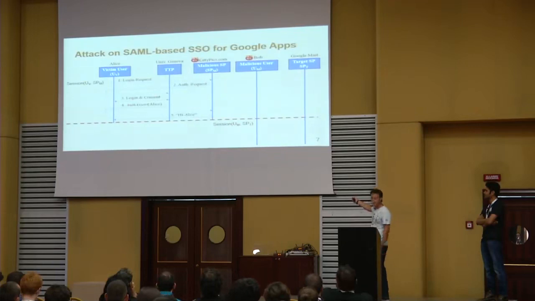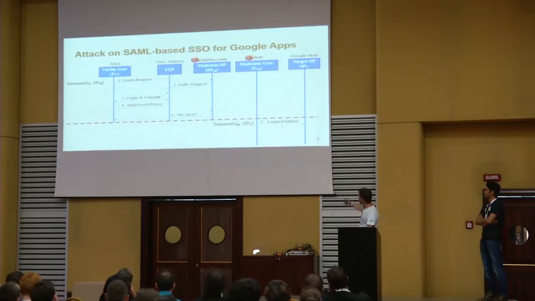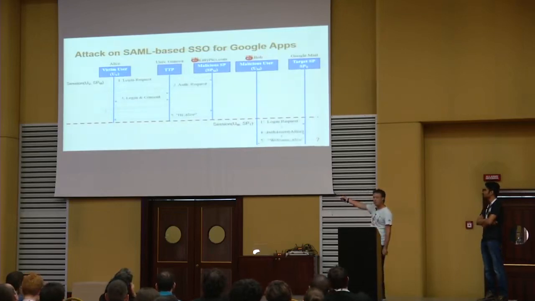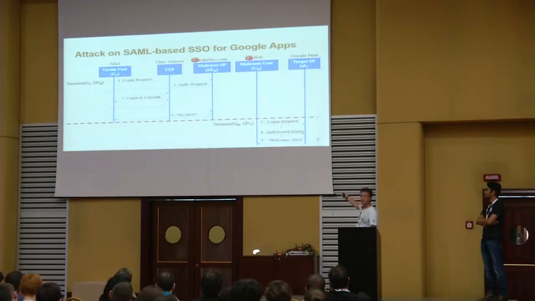It's just a man in the middle here. And so he will do the login request, and then he will just replay the assertion that he got here. And since the assertion doesn't contain the service provider for which it was originally issued, what happened is that the malicious guy gets authenticated in Gmail as the Alice victim.